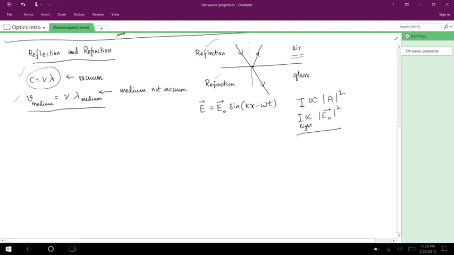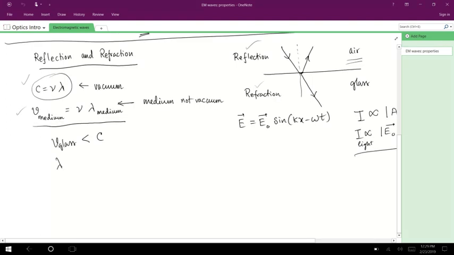And now if you think about it, when light encounters a different medium, which is optically denser, or just denser than the first medium, light slows down, right? So if light is incident from air to glass and it gets into glass, inside glass, light feels more hindrance to its motion than it would in air, and so light slows down. So v medium, or in this particular case, v glass, is less than c, which is the speed of light in air. Okay, so lambda glass is also going to be less than lambda.